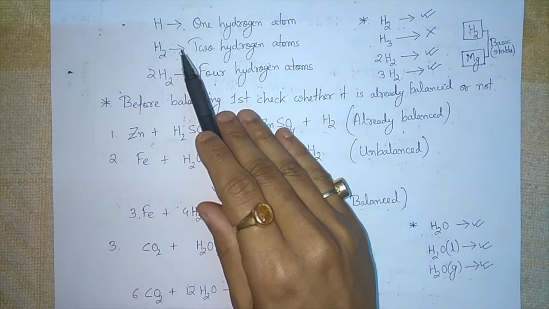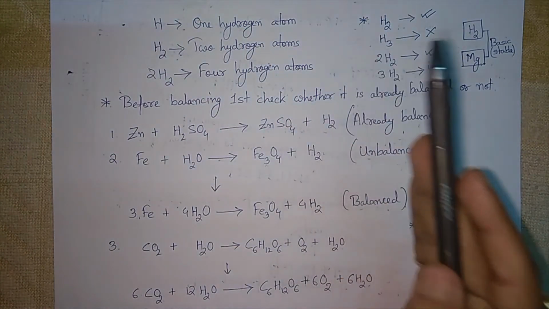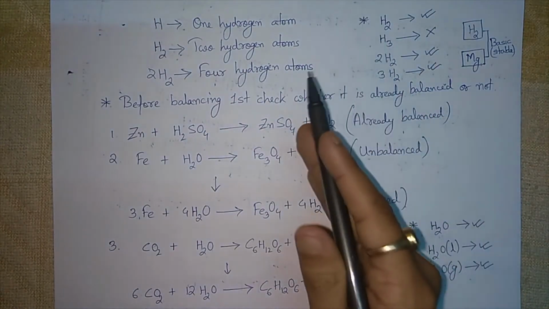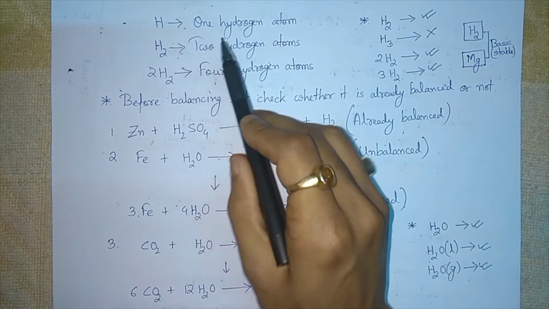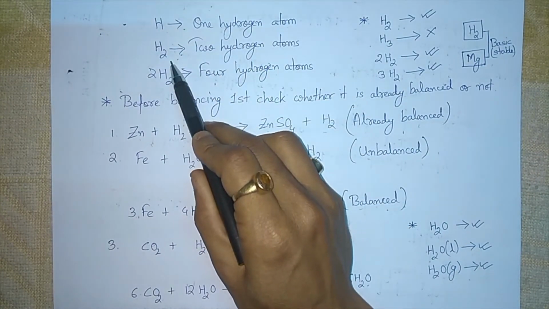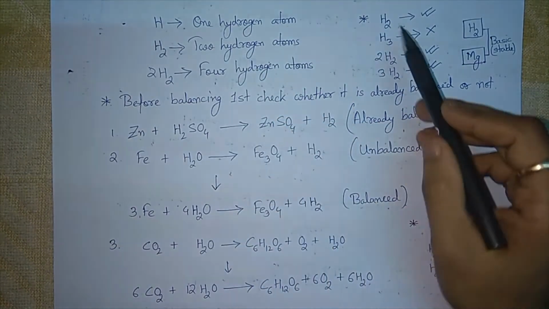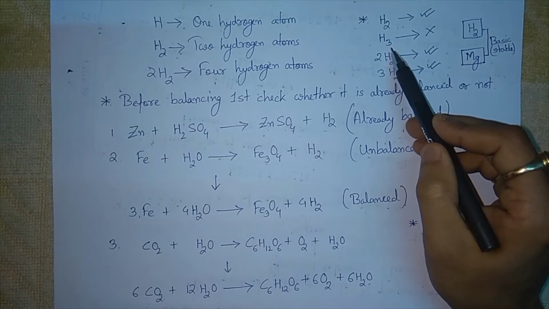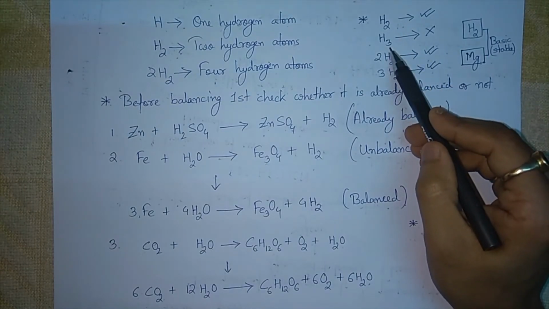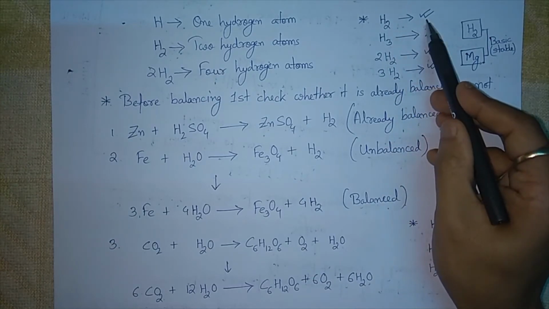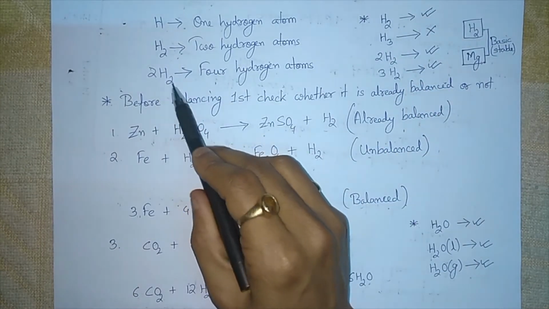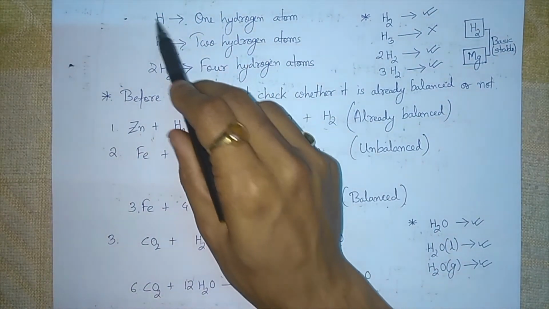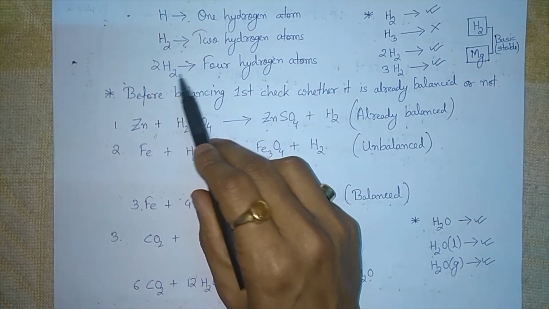So I have already told you that we must focus on keeping the number of atoms while balancing. So we will focus on the number of atoms, not the number of molecules. When I write H, it means one hydrogen atom. When I write H2, it means two hydrogen atoms, but I can never write H3, because H3 is not stable, not possible. H2 is possible. 2H2 means 2 times 2 is 4 hydrogen atoms.